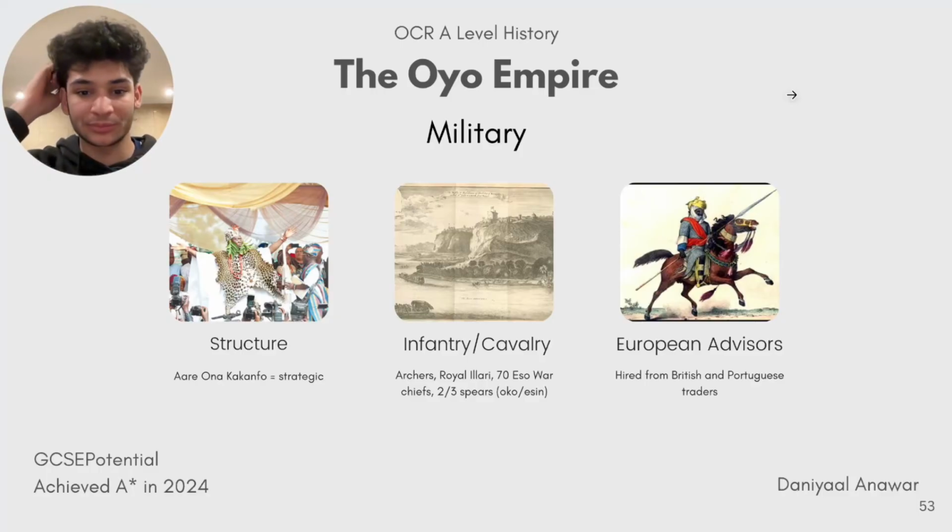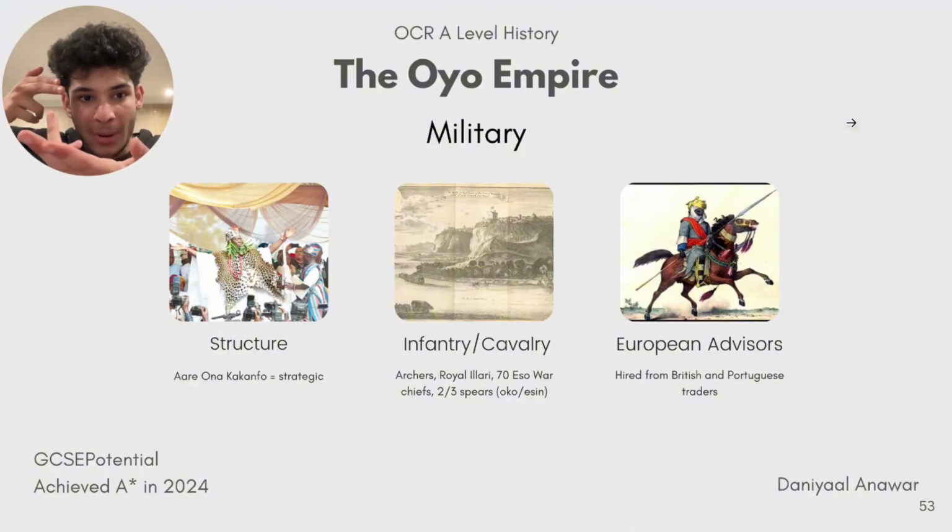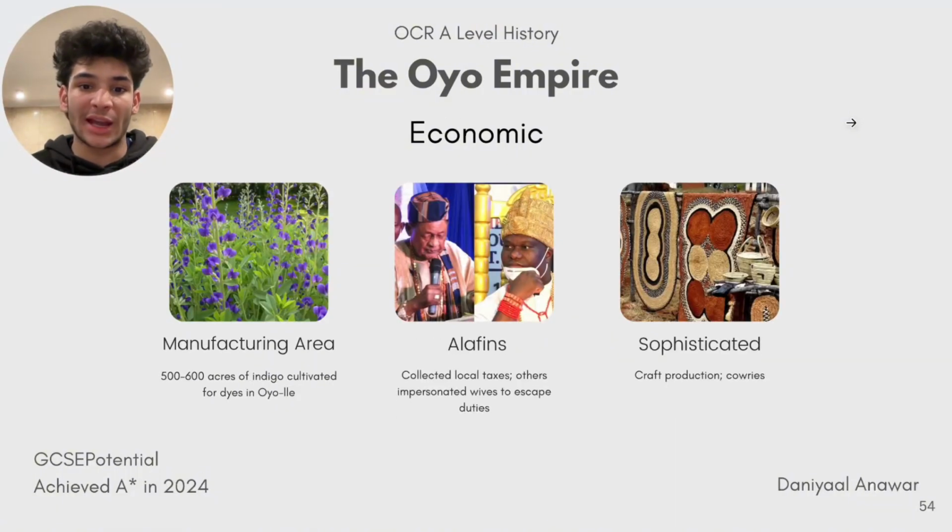Yeah. Second point, cavalry. As I mentioned earlier, they just had a ton of people. They're like super strong cavalry. Yeah, not much else to say. Just very intricate structure. Third point, European advisors. So the Oyo Empire hired from British and Portuguese traders. They hired European advisors who would help them within battle, which provided them with a huge advantage because, as we know, Europeans were massive colonizers, so they had a lot of experience in battle. Woo-hoo! There we go.